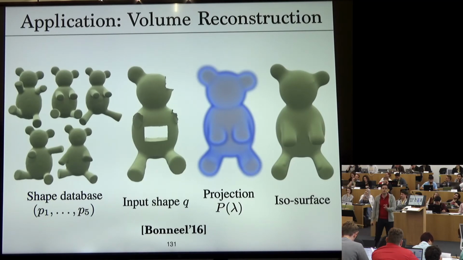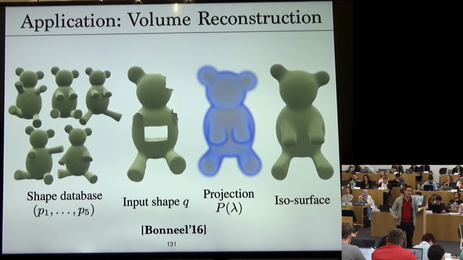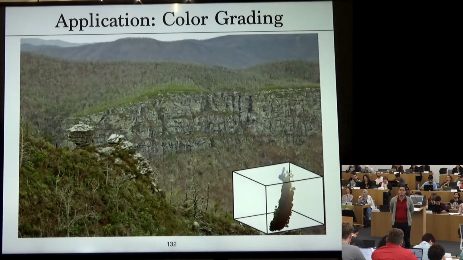And then what you would like to do is find a barycenter, an optimal transport barycenter, a Wasserstein barycenter of the 5 shapes that is as close as possible to this input shape. And this is what we get, actually. The projection that we would get is this thing. So it helps you somewhat do reconstruction in the Wasserstein space.